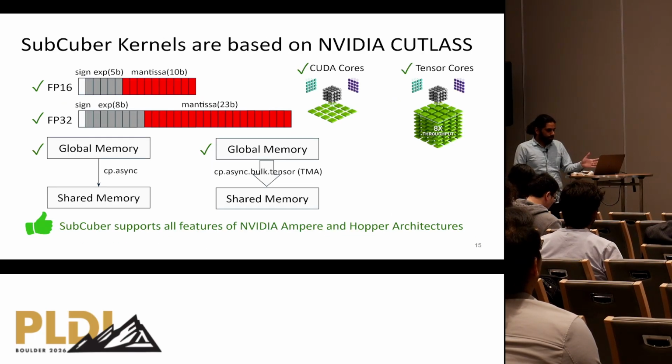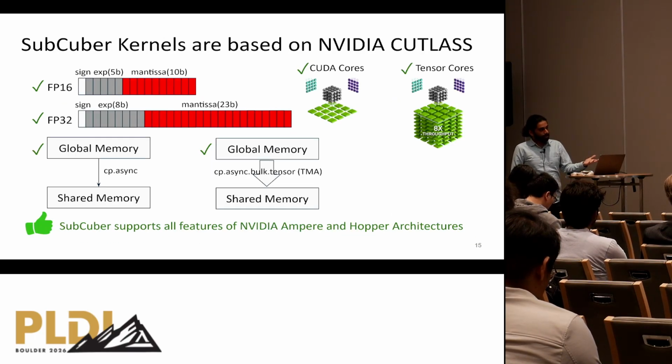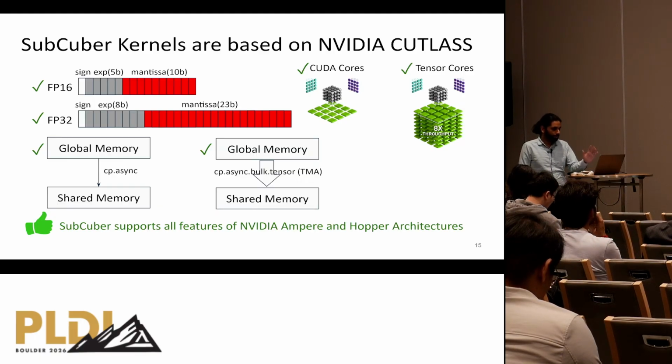Now these kernels are basically based on NVIDIA Cutlass, which is a library by NVIDIA that has a highly efficient cubic implementation. And these kernels right now support Ampere and Hopper architectures. So they have CUDA cores, tensor cores, different floating point types, different ways to transfer from global to shared memory, etc.